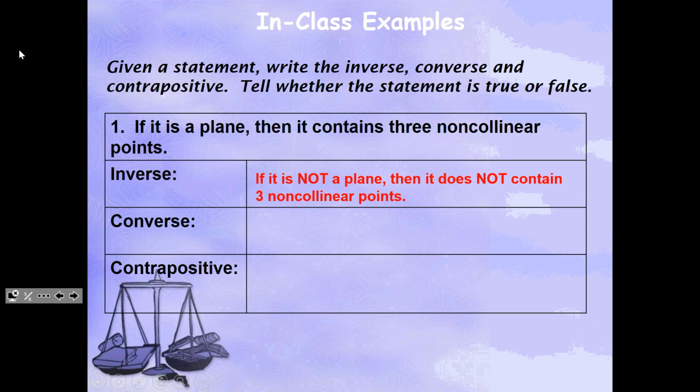Then we have our converse. What does converse mean we're going to do? Flip. So we're going to flip the original sentence. Instead of starting off with it is a plane, it's now going to start off with if it contains 3 non-collinear points, then it is a plane. So, flip the places.